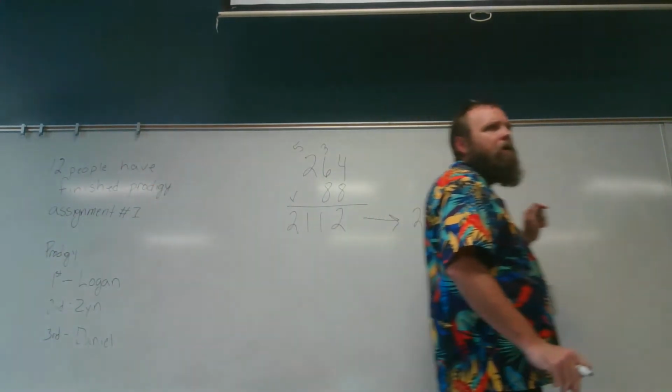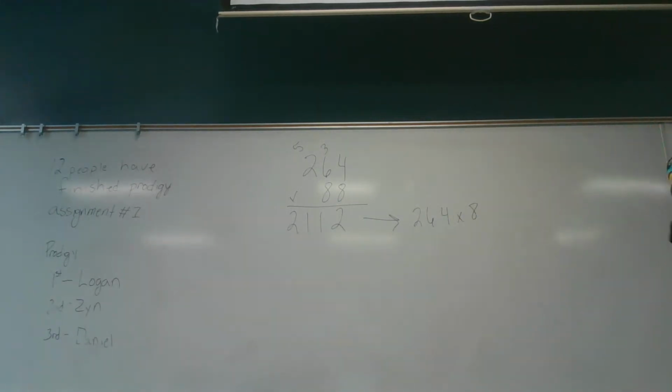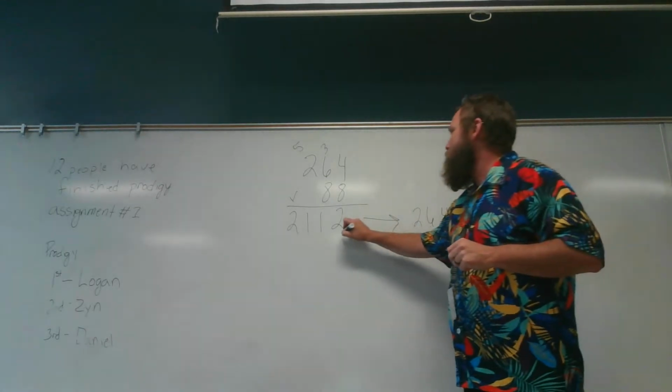Jonas, when I'm multiplying, what is my next step? Add a 0. Why do I put this 0 here, Jonas?